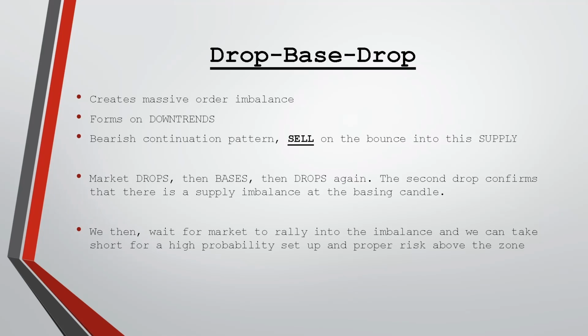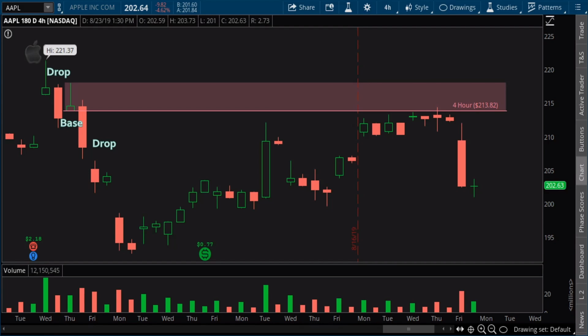Now, drop base drops look like this. You have a nice drop in price from this red candle. Then you have a basing candle followed by another drop. The majority of drop base drops look like this, where the body of the basing candle is inside, almost like a hot dog. It's sandwiched in between the two candles. So the basing candle, from the bottom of the body to the top of the wick, we draw our zone and we extend that and we wait for price to enter that zone sometime in the future.